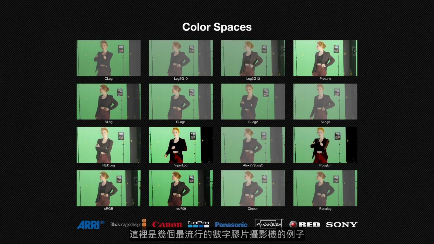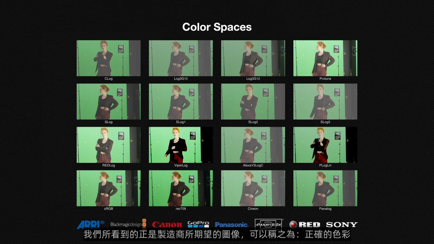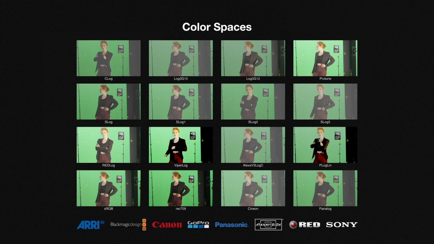These are a few examples of the most popular digital film cameras. The first thing you are going to notice is each one has a different representation of light. Those are the clips without any correction applied to remap the colors to the right place and see the image as intended by the manufacturer, what we can call the right color.